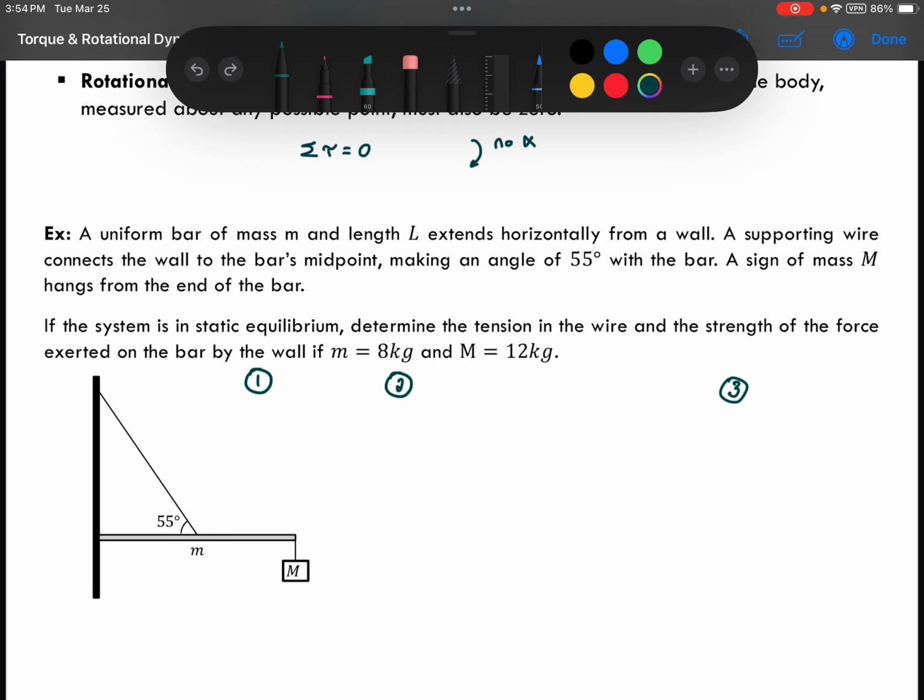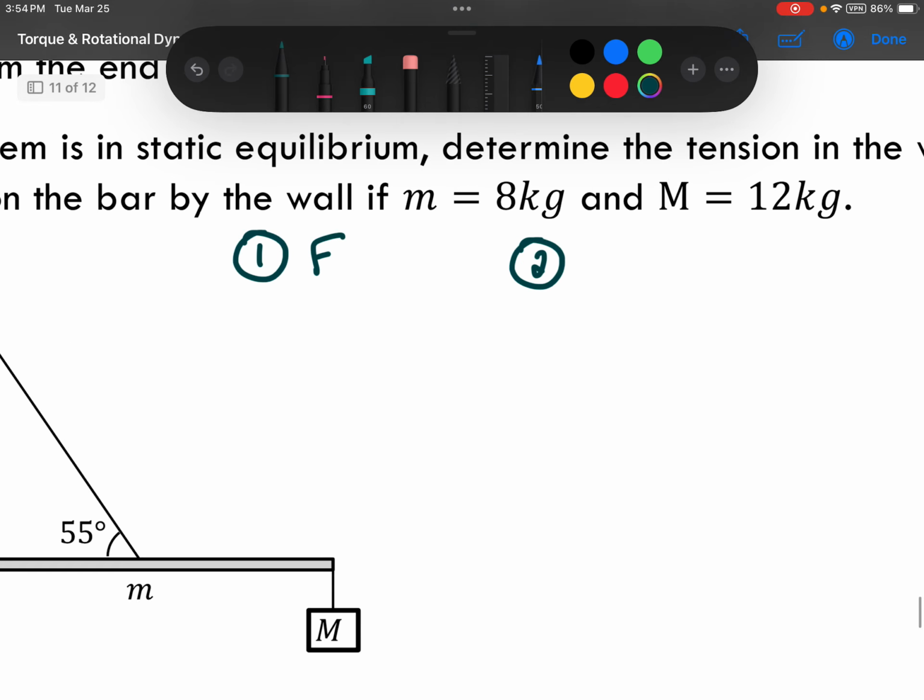If M, the mass of the bar, is 8 kilograms and capital M, the mass of the sign, is 12 kilograms. So in a problem like this, anytime we're dealing with forces, the first thing we want to do is sketch out our free body diagram and fully identify what forces are actually happening in our situation. And so looking at our figure, first step, free body diagram.